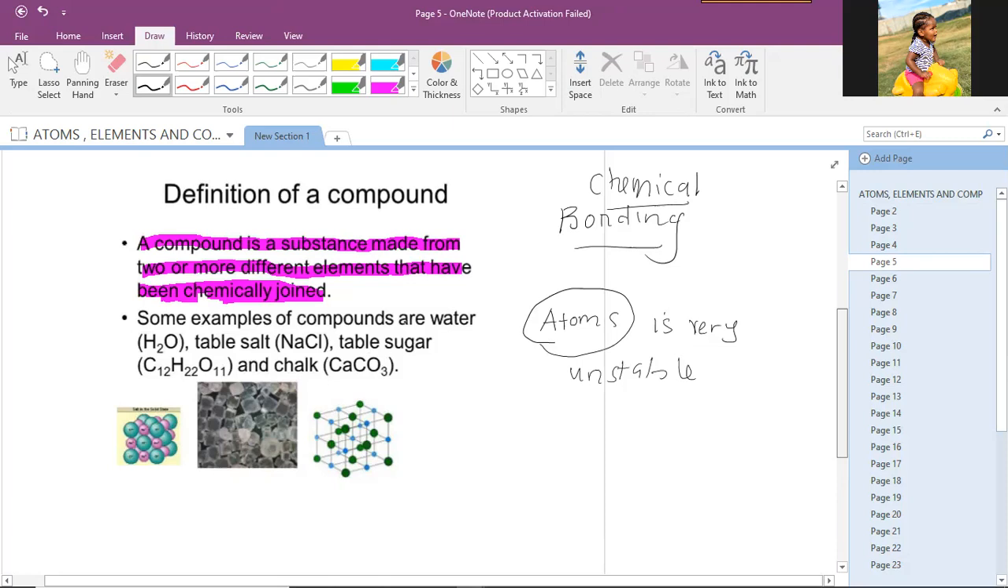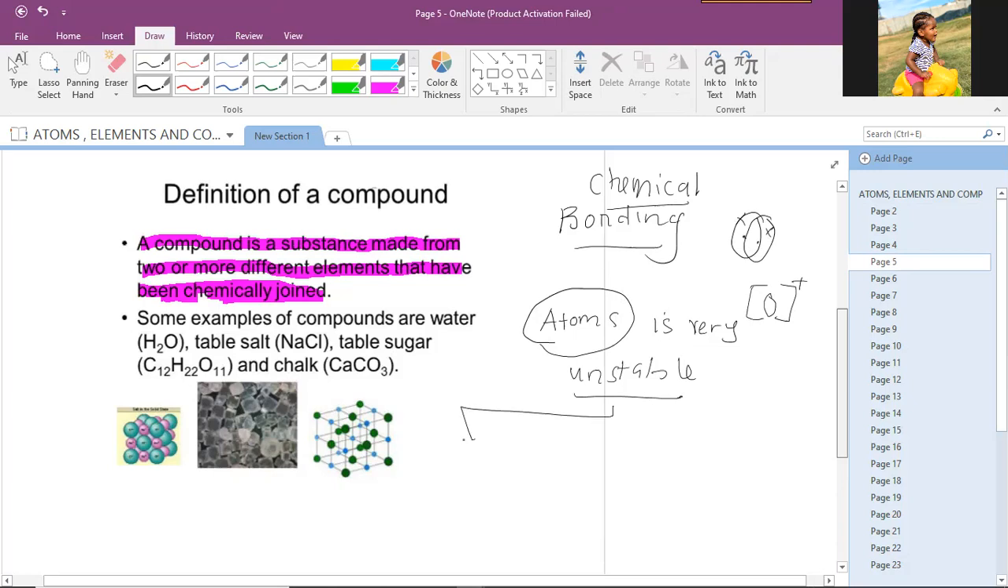Is it because you have no choice and the examiner wants you to draw weird diagrams like this to show either covalent bonding or ionic bonding? Is this some form of punishment? No, it's not a punishment. What the examiner wants you to understand is that all elements are made up of atoms. These atoms are very unstable. For them to have some form of stability, they have to form bonds with other elements.